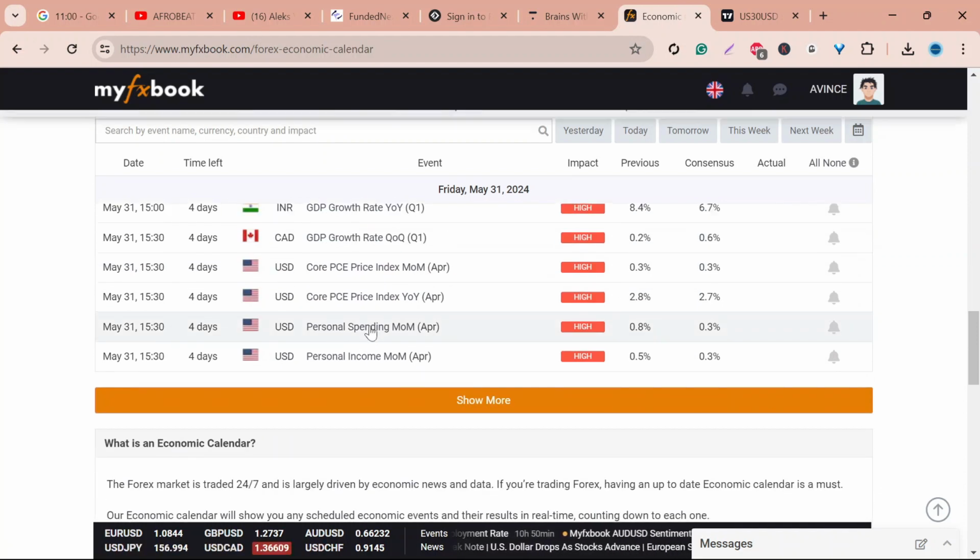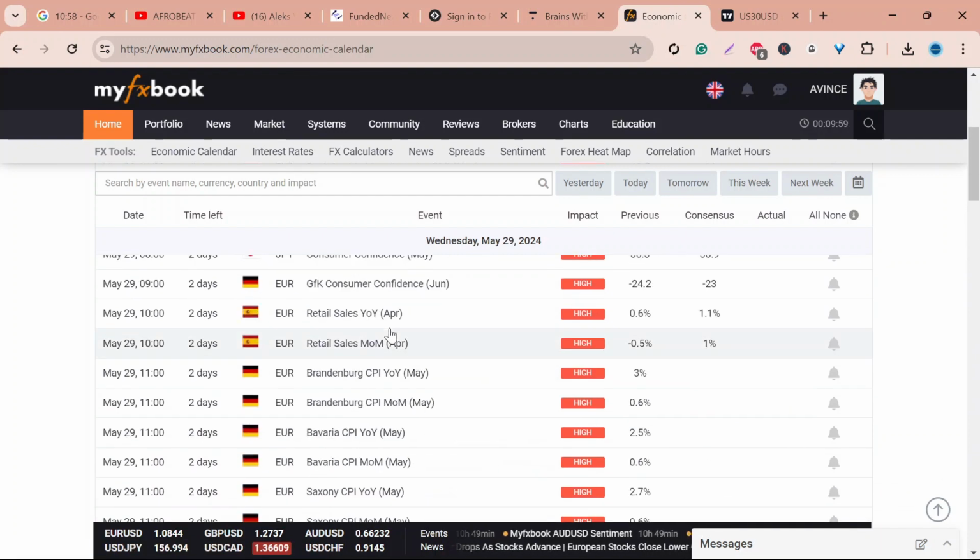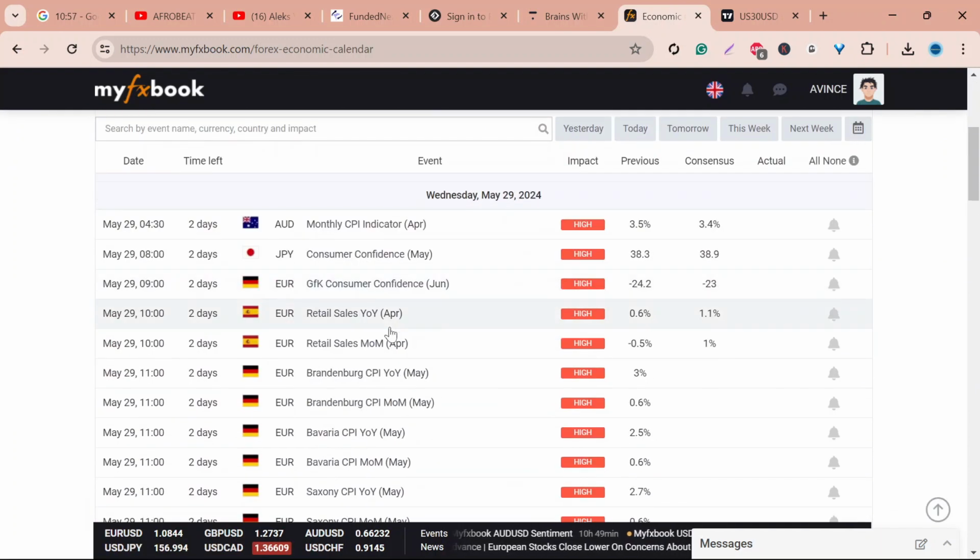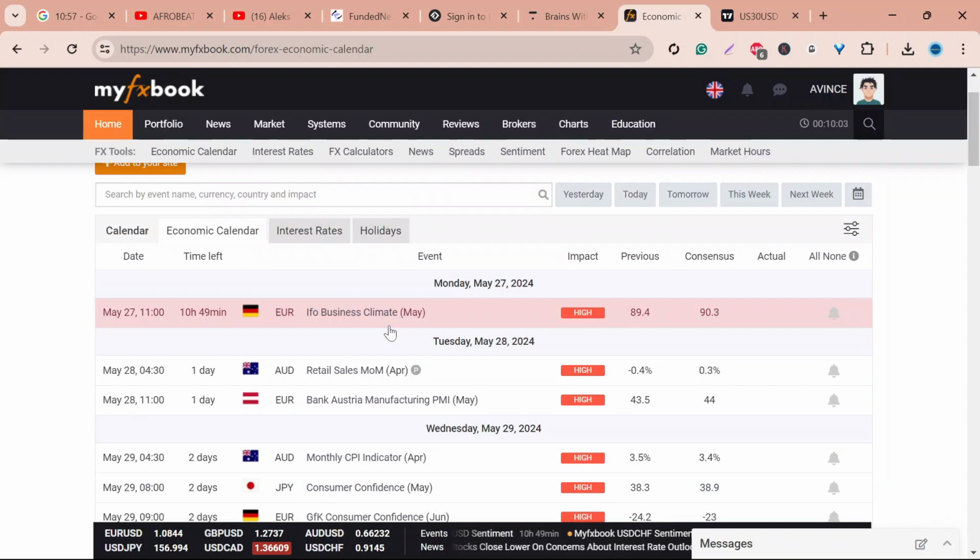So stay ahead of the fundamentals, making sure that you are aware of what is happening in the economic calendar before you take in your perspectives and technicals.